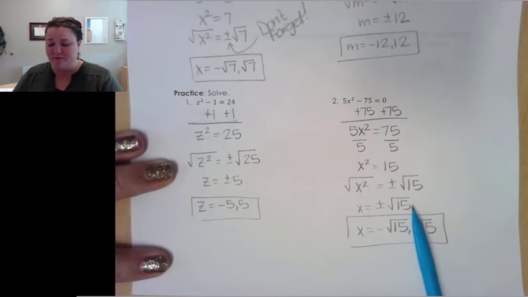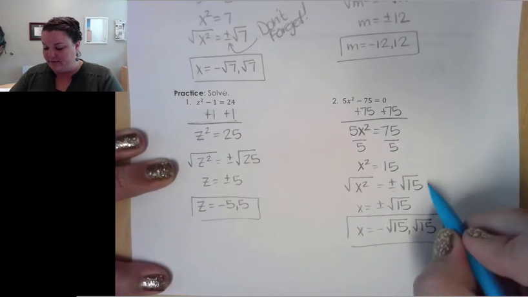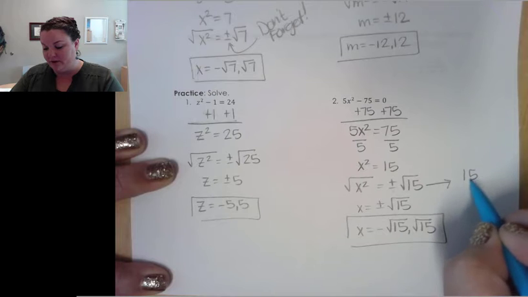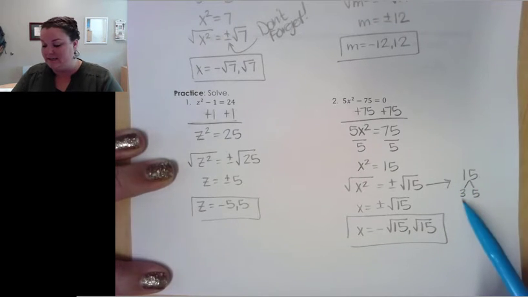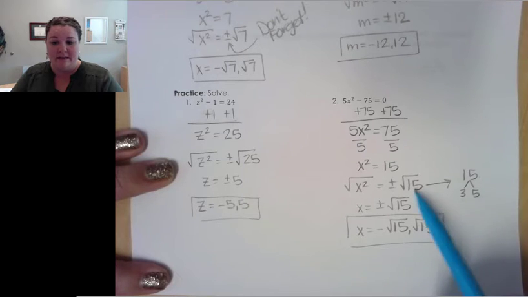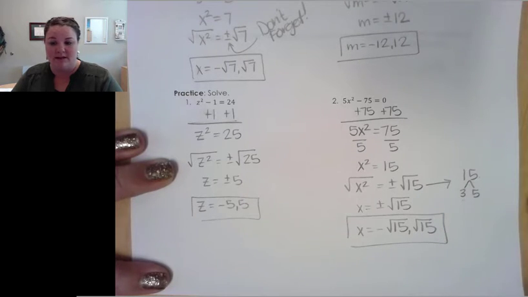Square root of 15 doesn't simplify, right? Because even if we were to try to factor 15, it's just 3 times 5. So it's not a perfect square, and it doesn't have a perfect square within it. So we can't do anything to simplify that. We're going to leave that as it is, and then be sure to write it out as negative square root of 15 or positive square root of 15.